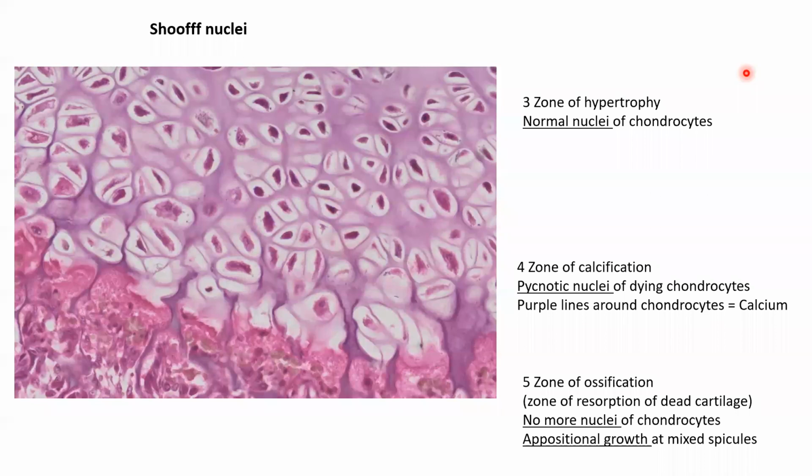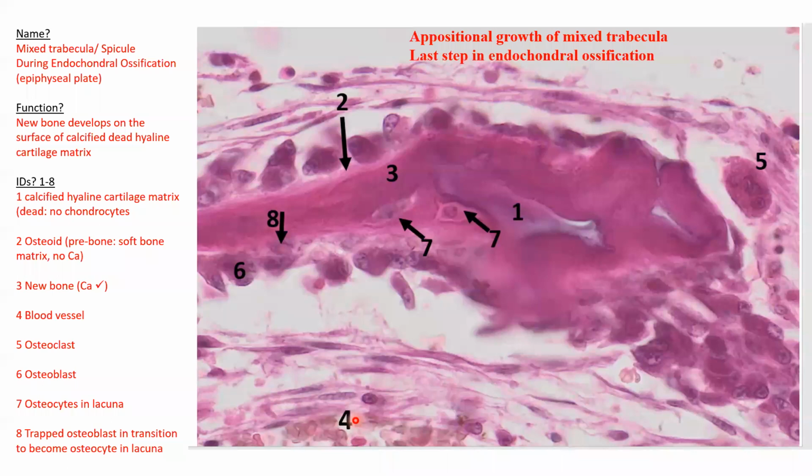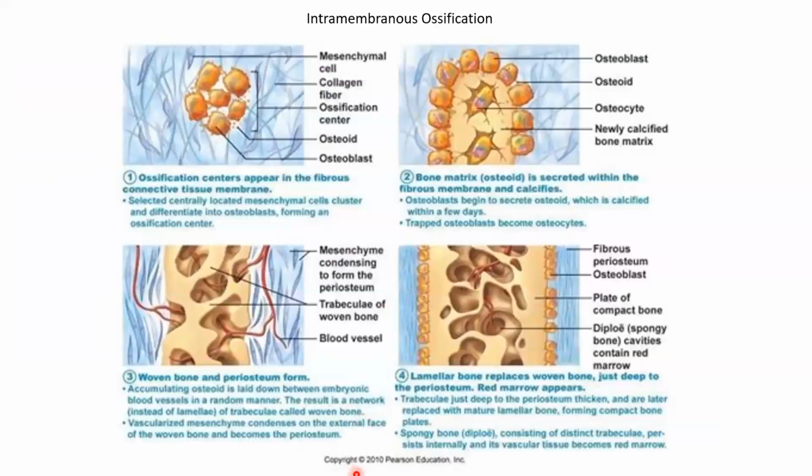1, 2, 3, 4, magnified. I just want to emphasize that here you see the zones. Look, what are you looking at here? The nuclei. You see regular normal nuclei at the hypertrophy zone. Then you have pyknotic nuclei at the calcification zone. Where is the calcium? Guys, these purple lines between. And once you hit the zone of ossification, no more chondrocytes, no more nuclei of chondrocytes, because they are dead.